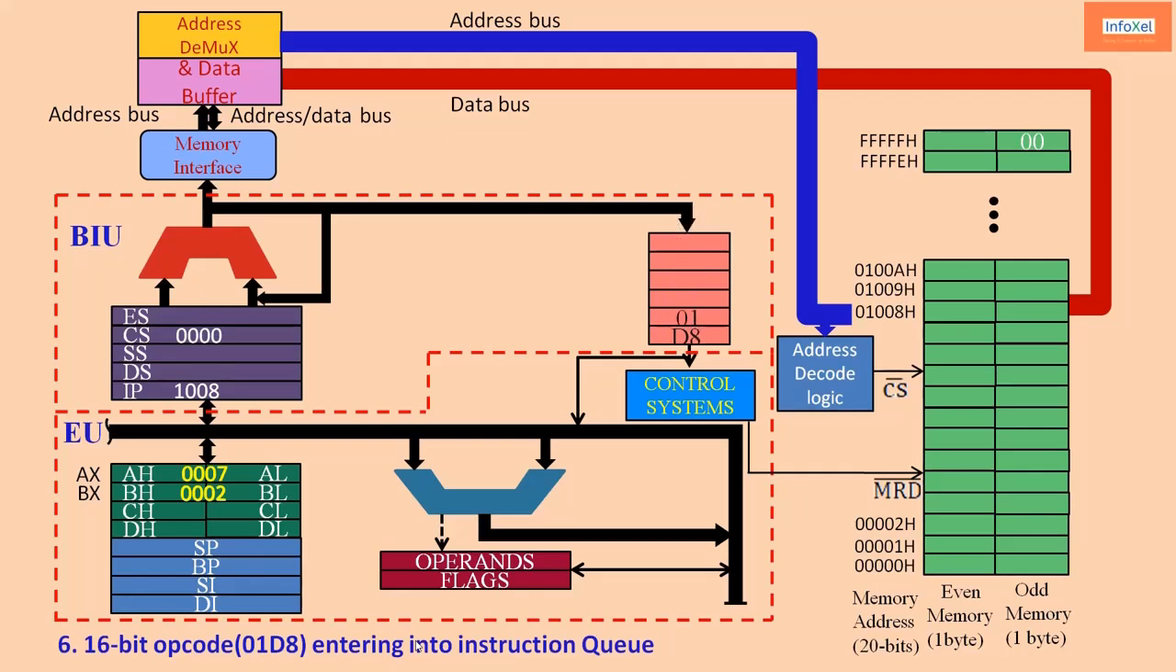After that, decoding. Once it goes into the control system, the decoding operation takes place. After decoding, the operation is performed. The addition operation is performed. For that, first the data 007 is moved to the ALU. Next 002 is moved to the ALU. Now these two data are added and we get the result 009 in the ALU, and that is moved, or copied, to the AX register.